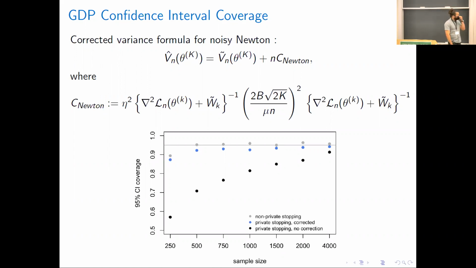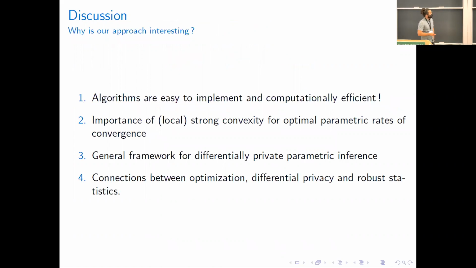As you see, the coverage of the confidence intervals for this method is the black lines if we don't add the correction. If we do add the correction, we get the blue dots, which are very close to the light green, gray ones that correspond to roughly what you get in the non-private world anyway. So you get pretty good coverage for relatively small samples.